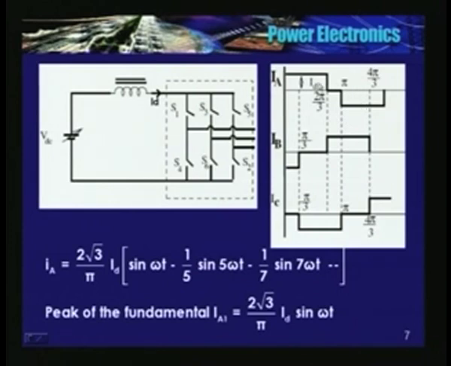We had something like this. What is the harmonic spectrum, or what is the Fourier series that we wrote? It is here. Harmonic spectrum is 6n plus or minus 1. Fundamental component, 5th and 7th, again 11 and 13, and so on. The peak of the fundamental is the fundamental component, ID sin omega t.